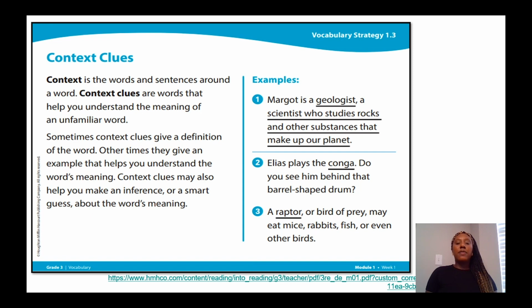So if I look at this first example, the sentence reads as follows. Margaret is a geologist, a scientist who studies rocks and other substances that make up our planet. In this sentence, the unknown or unfamiliar word was geologist. But as we can see, the sentence gives us the definition of what a geologist is. So we can determine that geologist is a scientist who studies rocks and other substances.